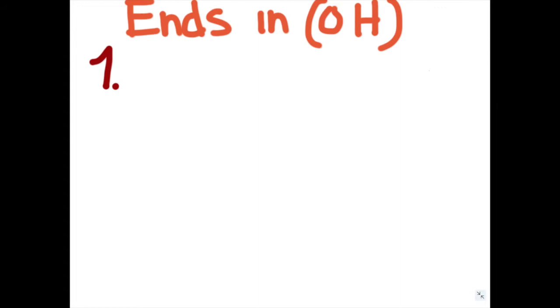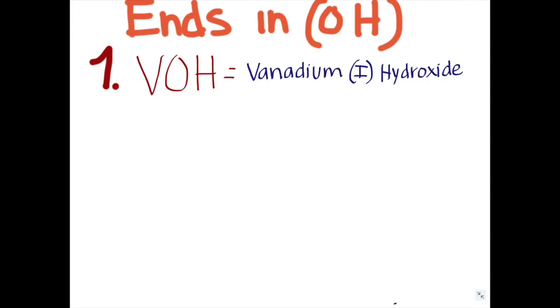The first example is VOH. Since OH has a charge of -1 and you solve it like an ionic compound, you're supposed to cross them out. And since vanadium is a transition metal, you write vanadium 1 hydroxide.